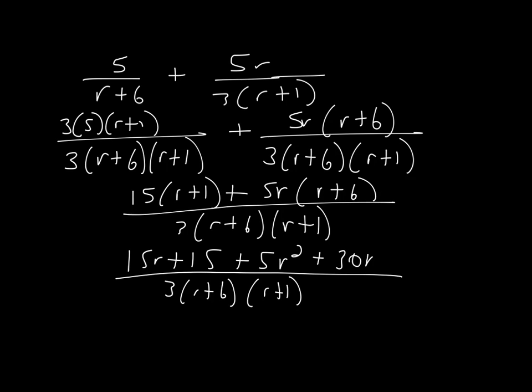And then I'm going to try to fit this in here on the bottom of the screen. Maybe. I hope so. We'll see. Final answer is going to be 5r squared plus 45r plus 15, all over 3 times r plus 6 times r plus 1. I hope you guys can see that at the bottom, because that's pretty much it.